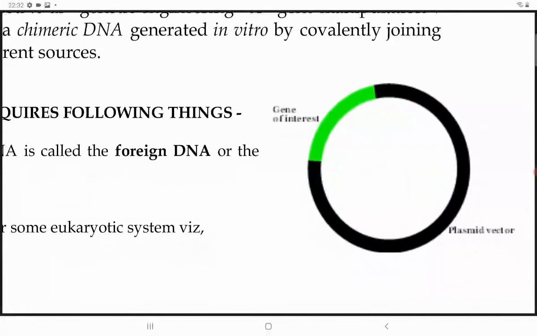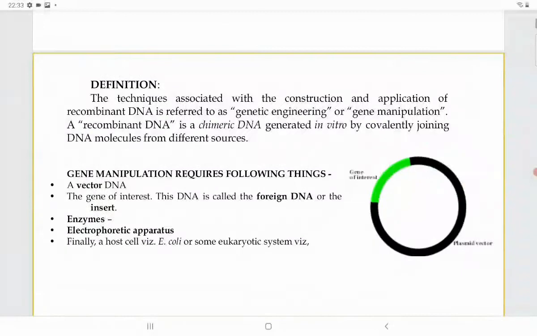The orange part is the gene of interest that has been obtained from some other organism, and the black region is a vector part. It is a plasmid vector within which that gene of interest has been inserted. So what it makes is a combination of two different DNA, the plasmid DNA and the gene of interest. So this is a recombinant DNA or chimeric DNA, you can say.